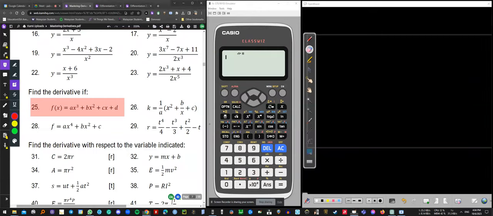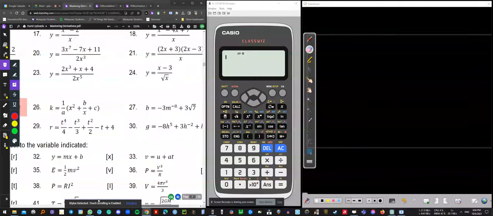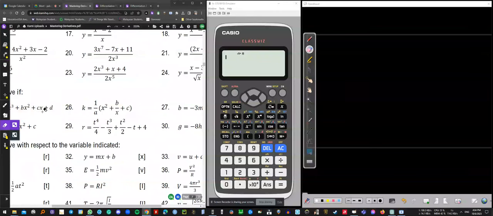Question number 26, memang you kena expand dulu, tak ada cara lain, betul? Question number 26 is for you to expand dulu. Sebab kalau tak expand boleh je nak differentiate tapi tak cantik. Baik you expand, lepas tu you nampak single terms they are connected by plus and minus only.